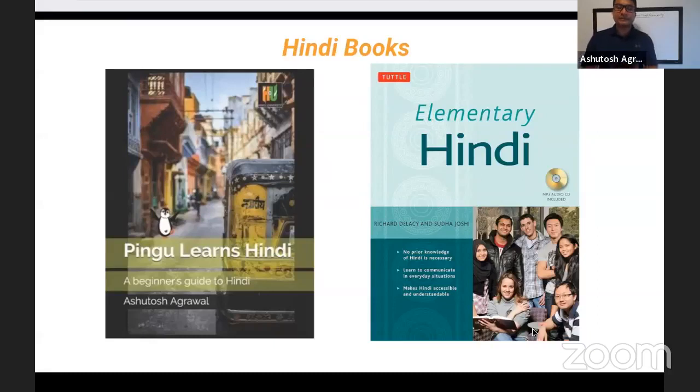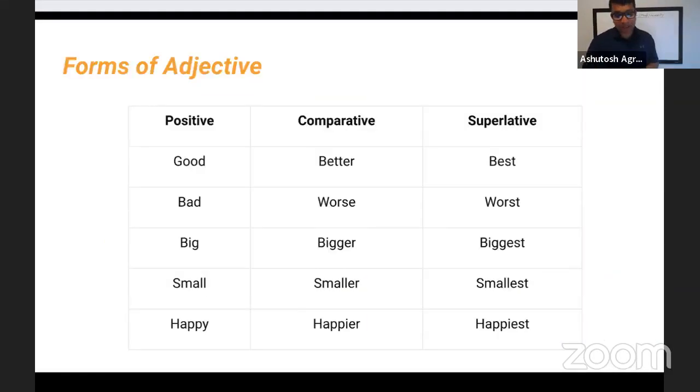Today's class is slightly, I would rate it, at the intermediate level, so I expect you to know at least the basic Hindi grammar as well as grammatical constructs like adjectives. So today we'll be learning different forms of adjective. In each language, I can safely say that this concept is there, where there are at least three forms where you can compare a noun's quality or a pronoun's quality with other pronouns.